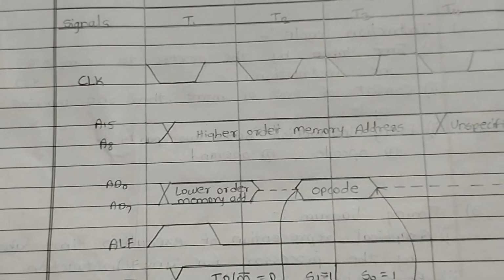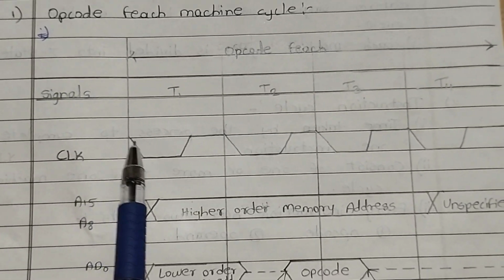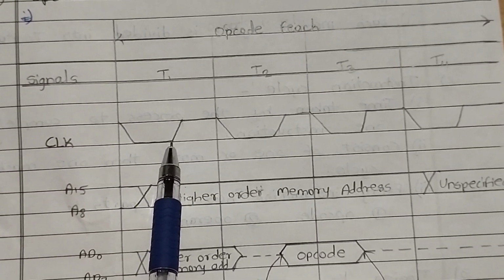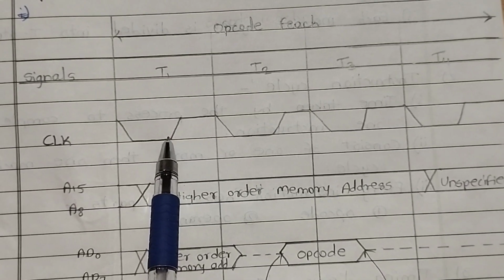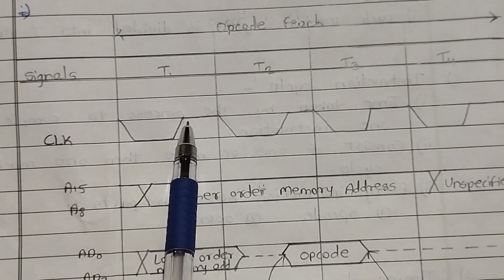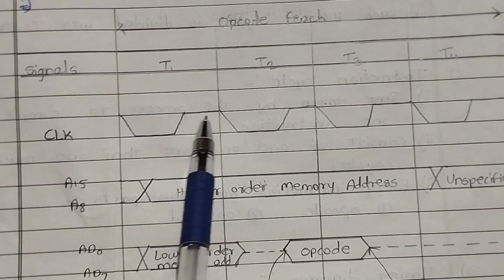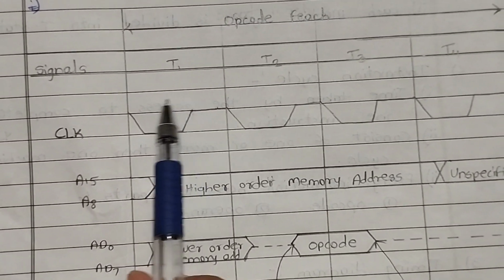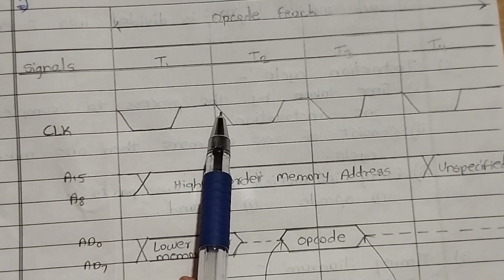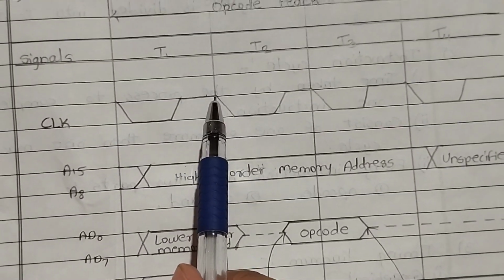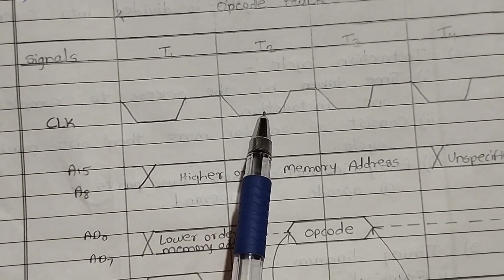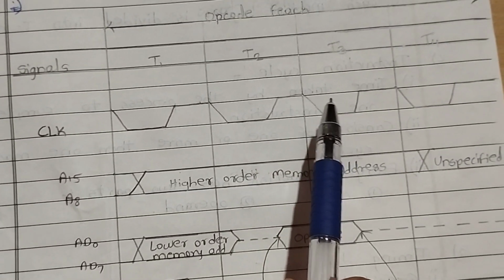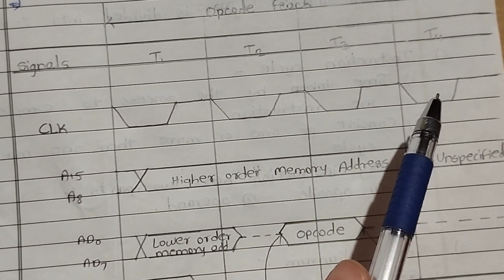Now first draw the clock signal: first go to the increment, then to the lower side, then again go from lower to higher side, meaning increment, and draw a line. This is one clock signal. Repeat again for the next T state, going first for decrement, then for the increment. In the same way, draw all the T states.